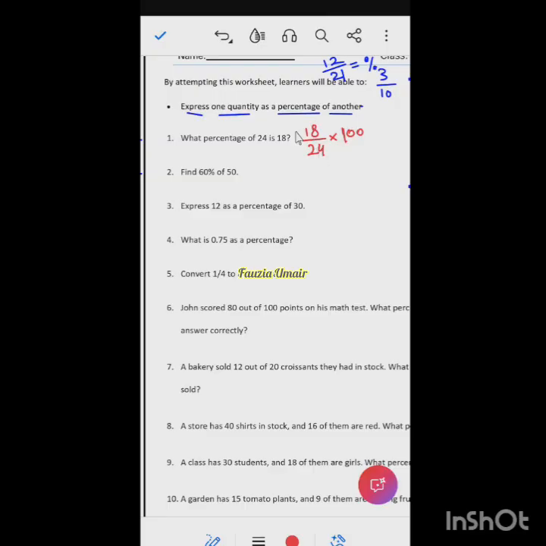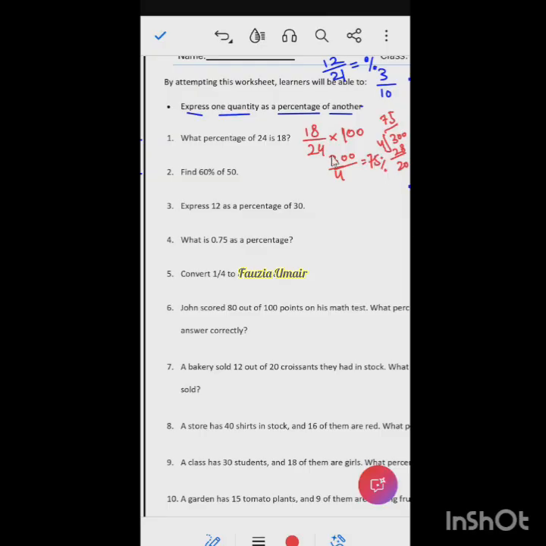So, which is the easiest way of converting a fraction into a percentage? You can multiply it by 100. Now we can divide it by 6. 6 threes are 18, 6 fours are 24. So this is 300 by 4, right? Now I can simply divide it. If I divide 300 by 4, the answer would be 75%.